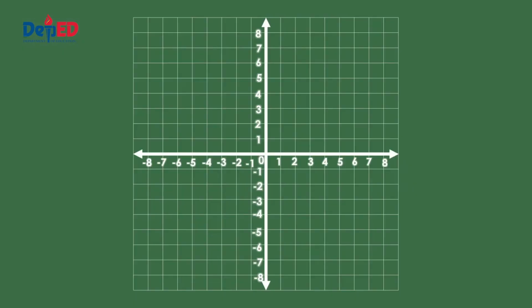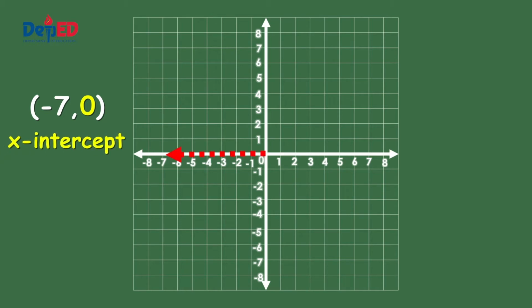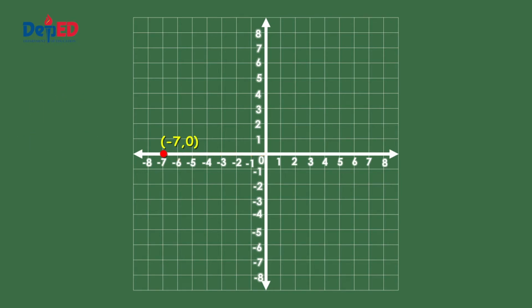Now, what if we are looking for the line that passes through the points (-7, 0) and (0, -4)? First, we locate the first point, (-7, 0). Observe that the y-coordinate is 0. Thus, we have here an x-intercept. (-7, 0) is on the negative 7 on the x-axis.